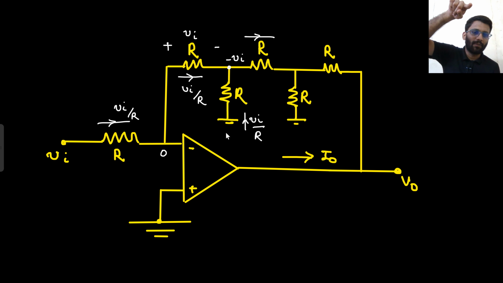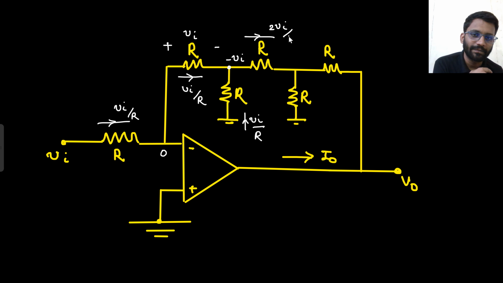So V in by R current coming from downward, V in by R current coming from here. So this current would be 2 V in by R. If this current is 2 V in by R, what will be the voltage drop here? 2 V in will be the voltage drop. Here the potential is minus V in, here it is minus 2 V in, so this potential will be minus 3 V in. So the current in the upward direction will be 3 V in by R.